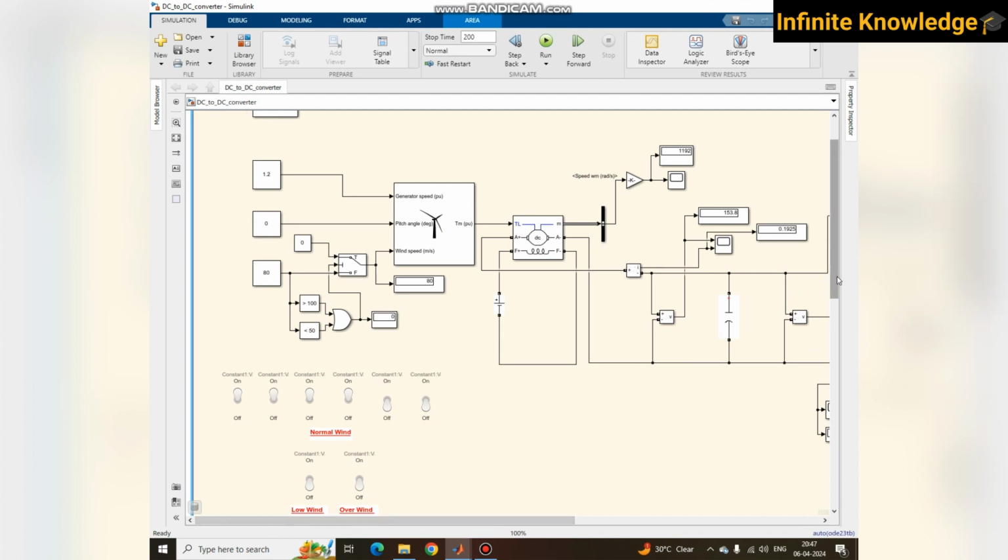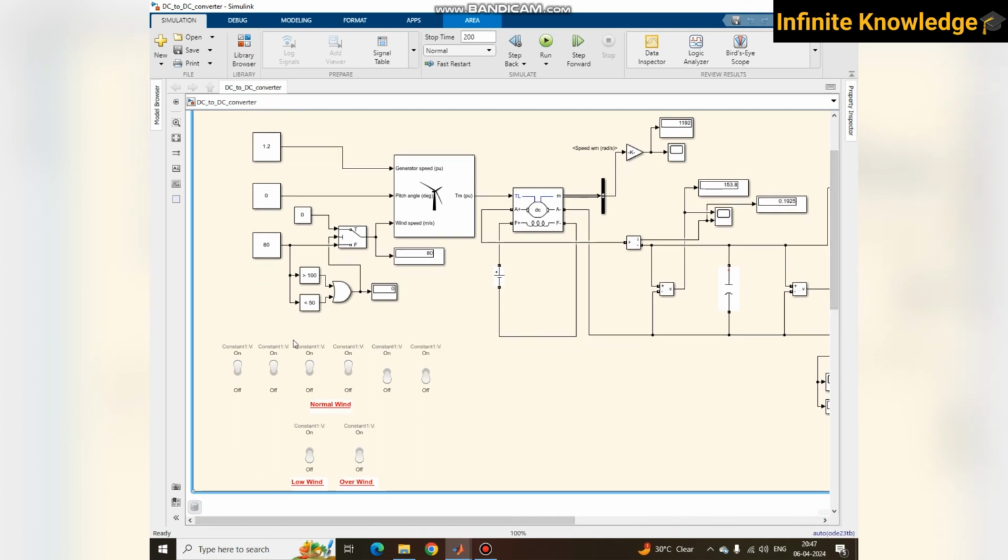and what is the input of this wind generation. You can see here there are different switches. These different switches have different values. This is our wind speed, and this is a normal wind speed. In between 50 to 100 is our normal wind speed in meters per second. And if it is 40, it means low wind speed, and 110 means our high wind speed.